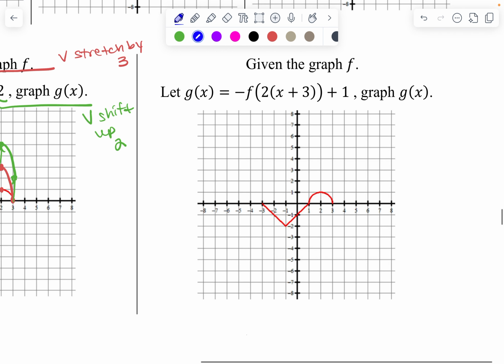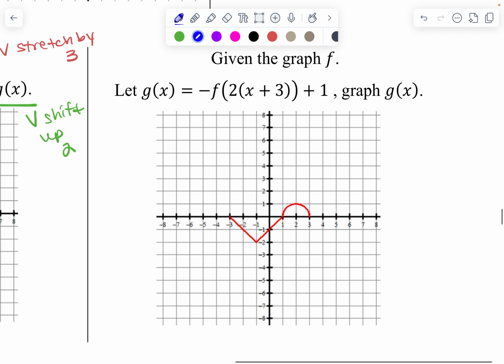All right, let's look at this one. So we have a few things going on here. We see a negative, we see a 2, we see a 3, and we see a 1, okay? When we're dealing with both vertical, right? So we see some vertical, here's a vertical flip. This is a vertical shift up 1. And then we see some horizontal transformations inside the parentheses.